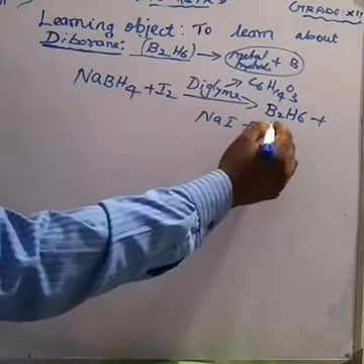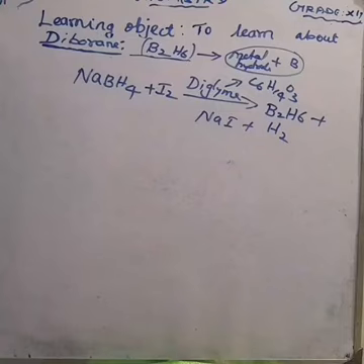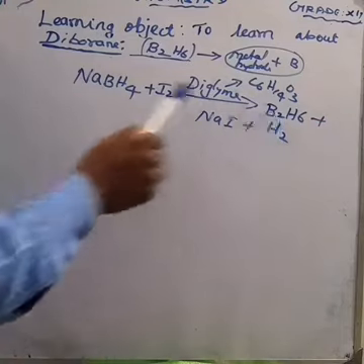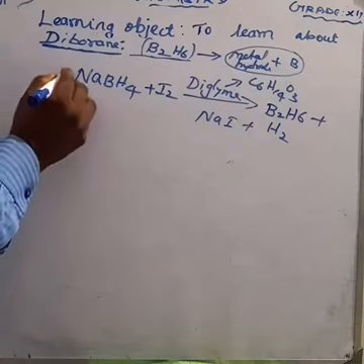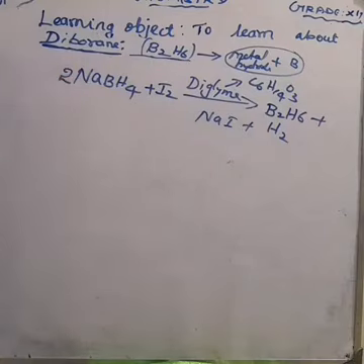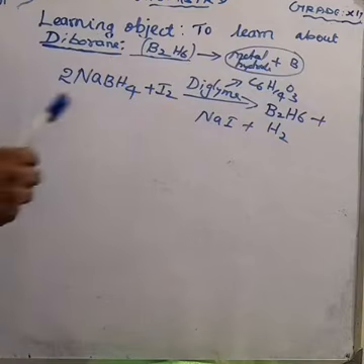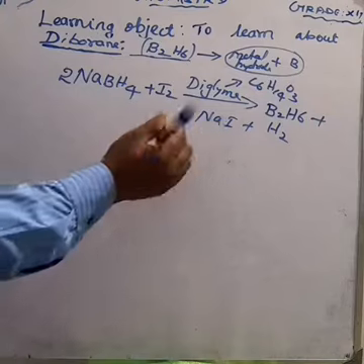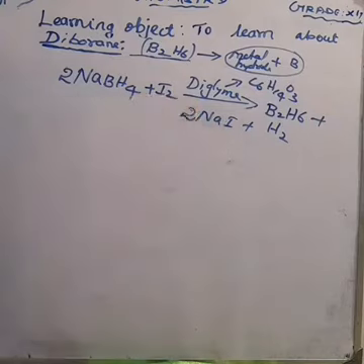How can you balance the reaction? The product side has 2 boron, so make the reactant side 2. Now boron is balanced. What about the iodine? Here we have 2 sodium, so make the product side also 2. Sodium is also balanced.